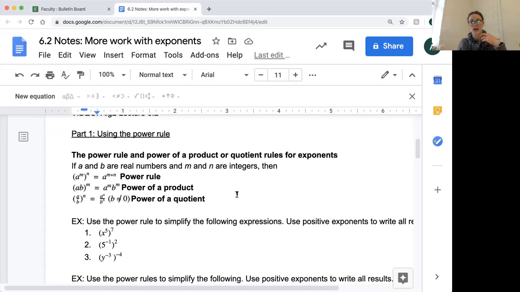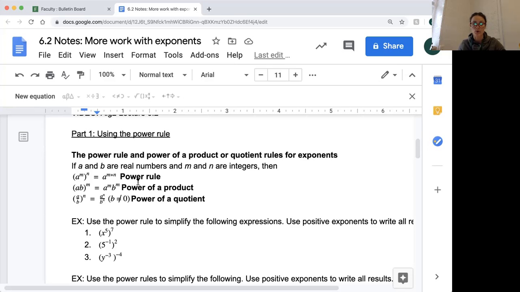I'm going to just give you the textbook definition of it, and then we're going to do some examples. If the initial definition confuses you, hang tight, we're going to work through it together. The power rule and the power of a product or quotient rule for exponents go as follows. If A and B are real numbers and M and N are integers, then A to the M to the N, a power to a power, we simply multiply our exponents. That's going to equal A to the M times N.